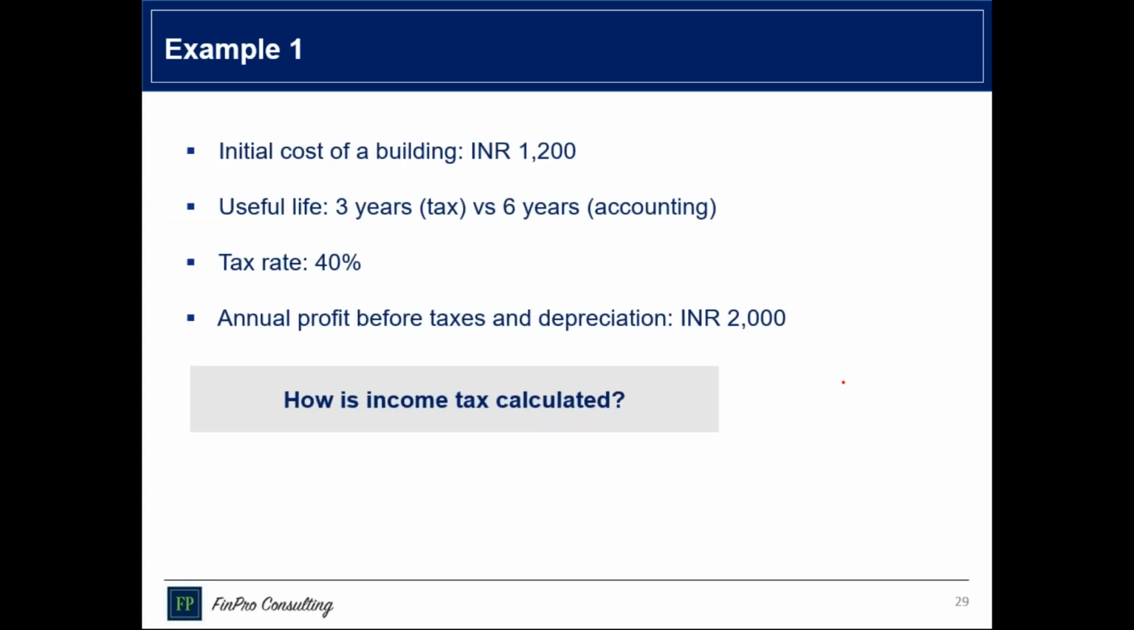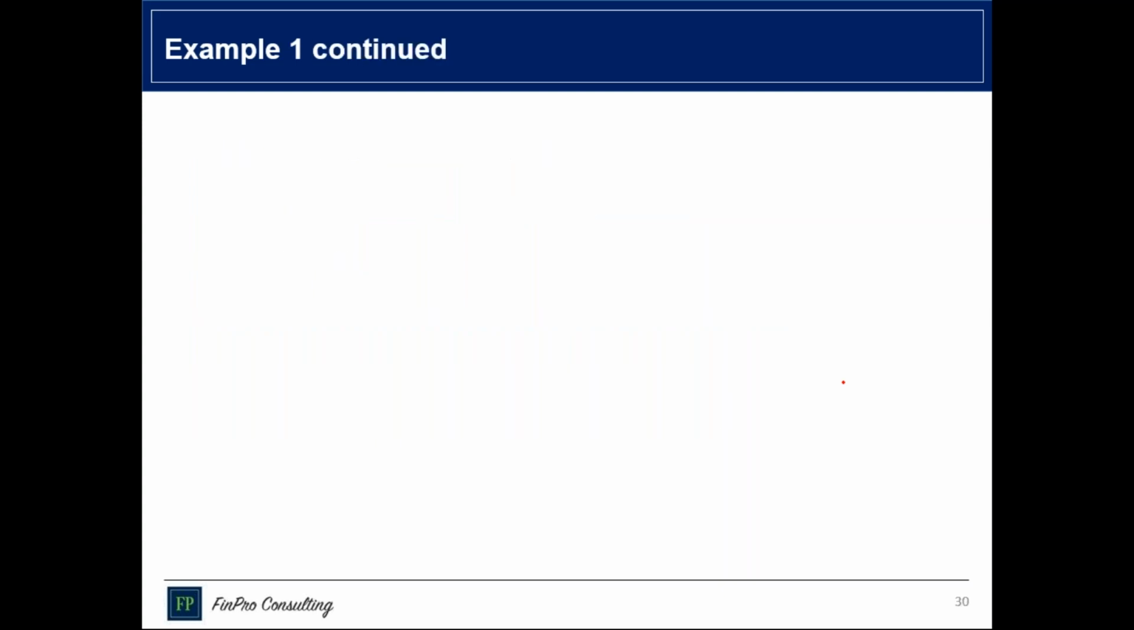So let's assume the initial cost of the building is 1200 rupees. The useful life under the tax is 3 years, and under the accounting scenario it is 6 years. The tax rate is 40%, and annual profit before taxes and depreciation is 2000. So how is income tax calculated?